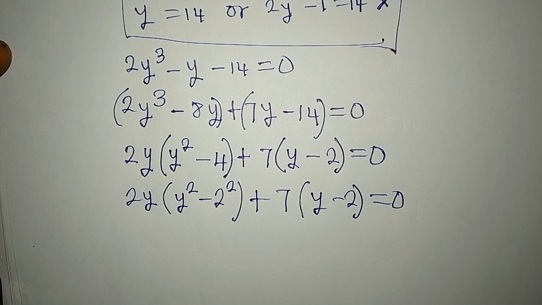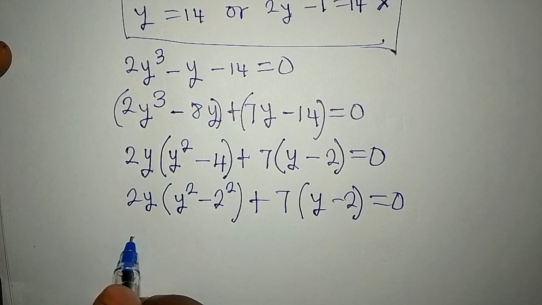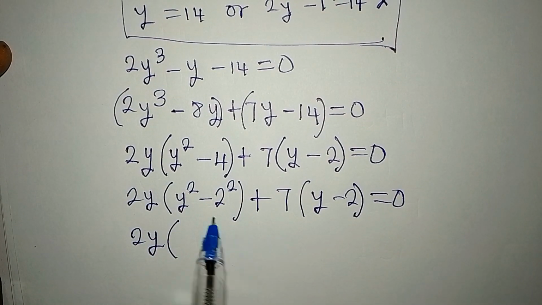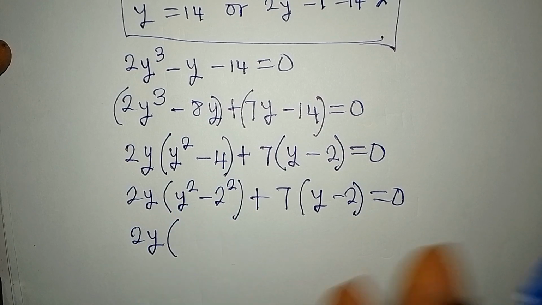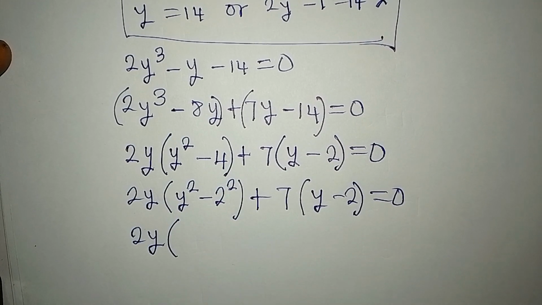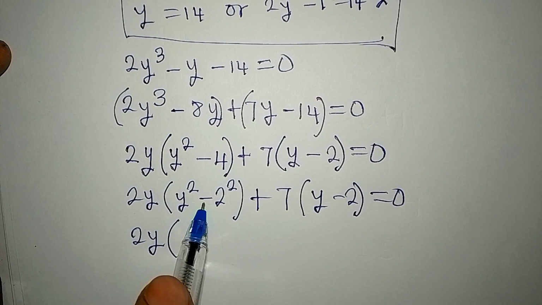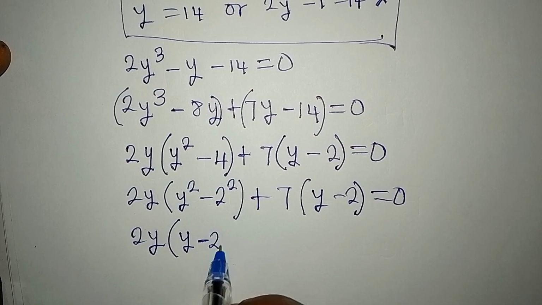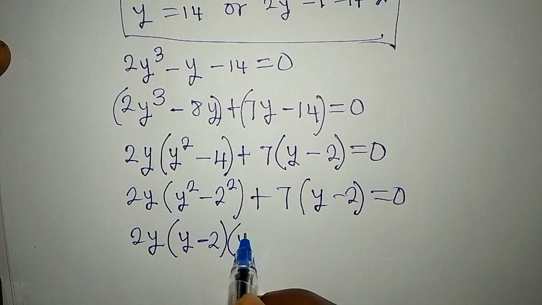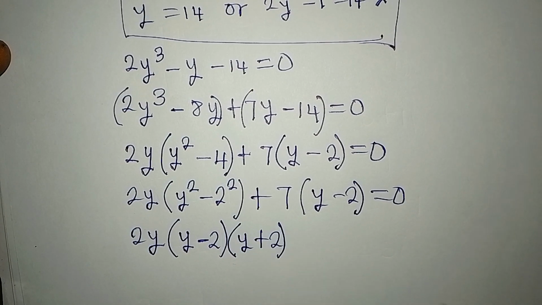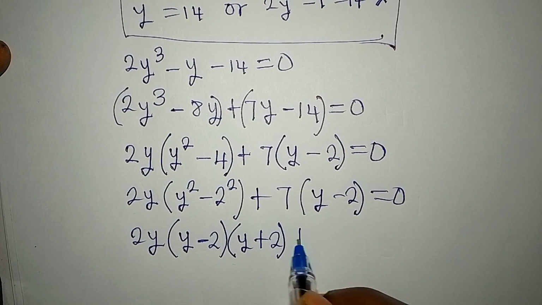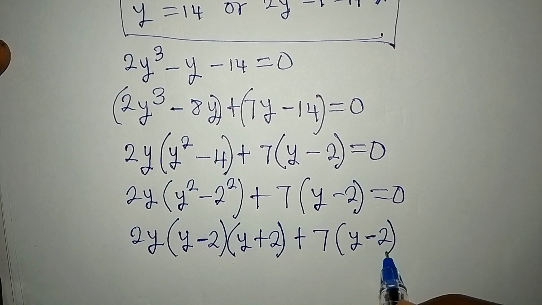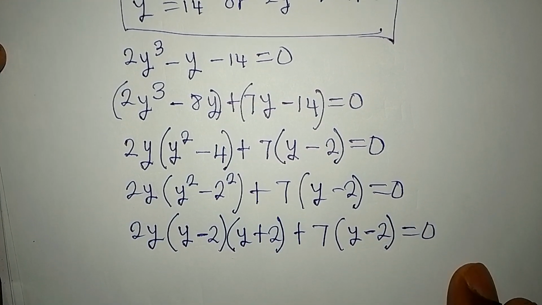Now let's apply difference of two squares to this. And we have 2y. Then if we're applying difference of two squares, it means that we should have this term in two places, one with negative and the other with positive. So we have y minus 2. Then in the other place, we have y plus 2. Right? Then we now have plus 7 into y minus 2. Then we equate to 0.